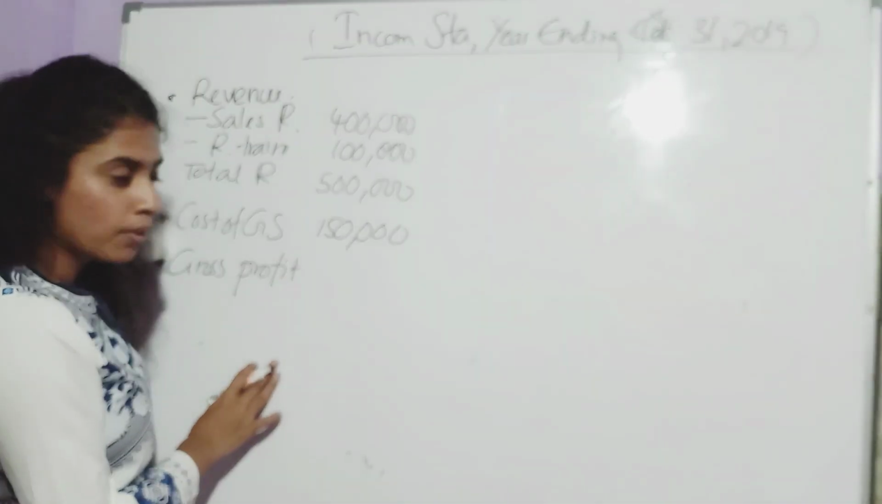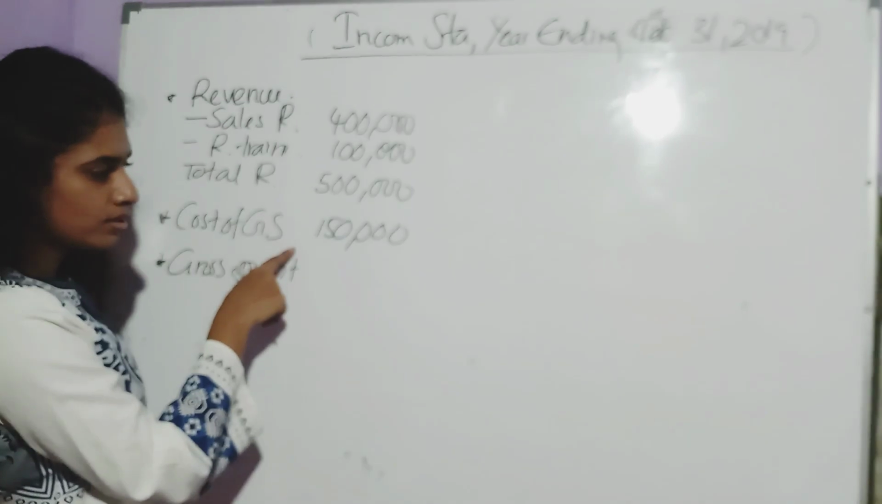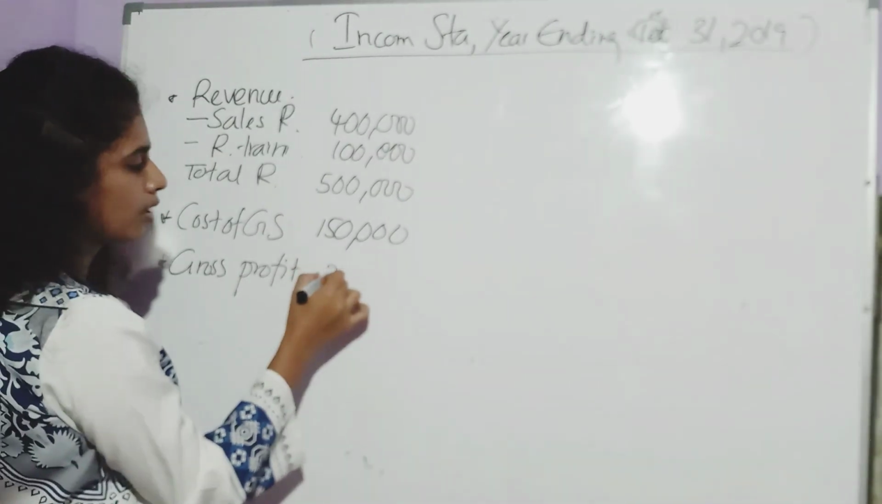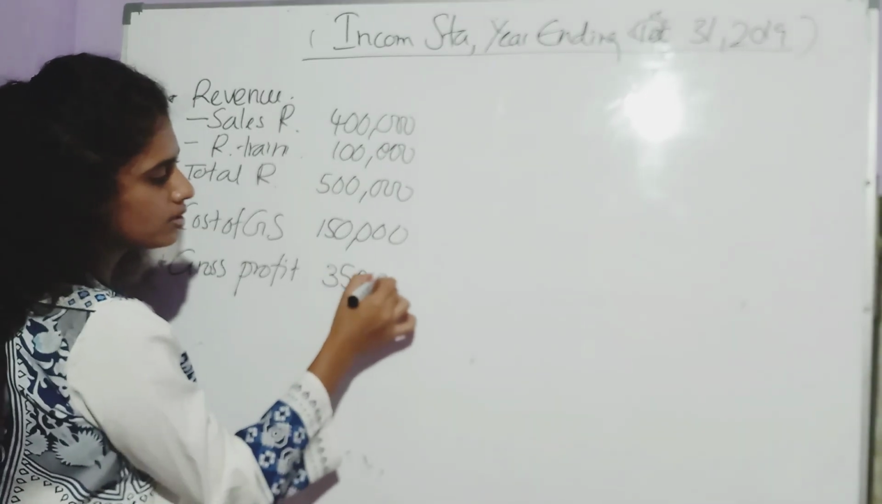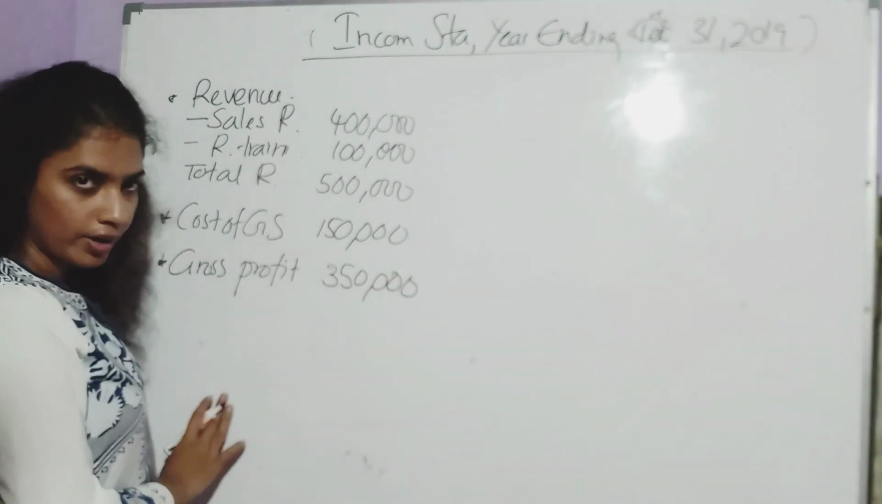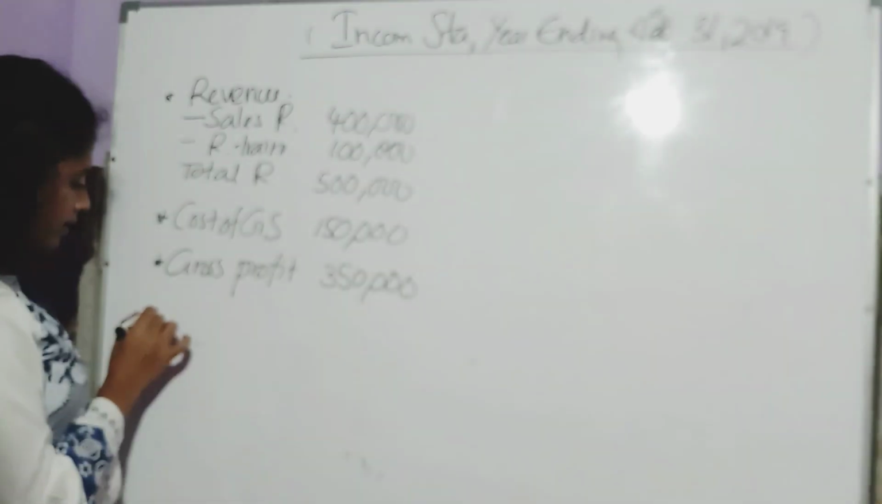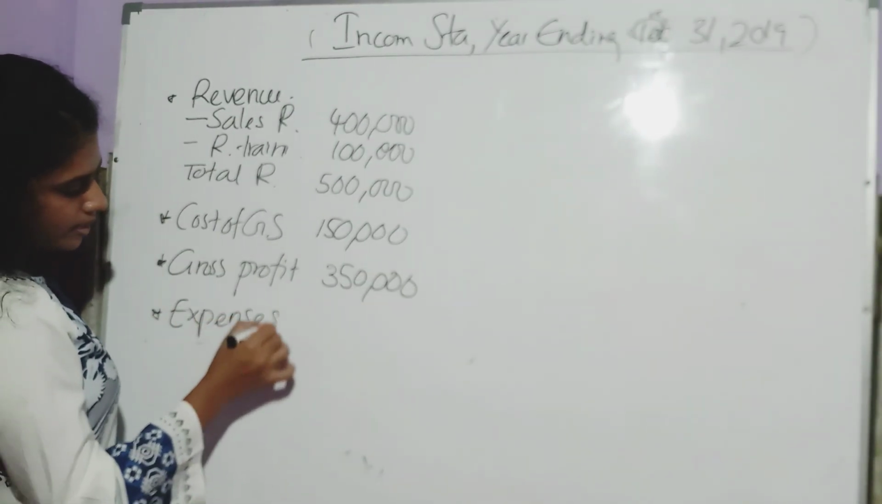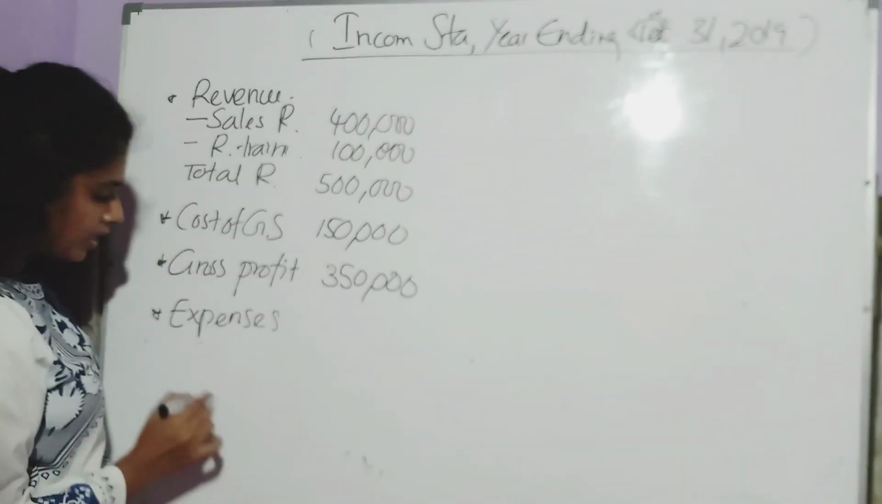How to find the gross profit? Total revenue minus cost of goods sold. From 5 lakhs we need to subtract 150,000. So our gross profit is 350,000. Next point, expenses. Let's say now we are categorizing our expenses.